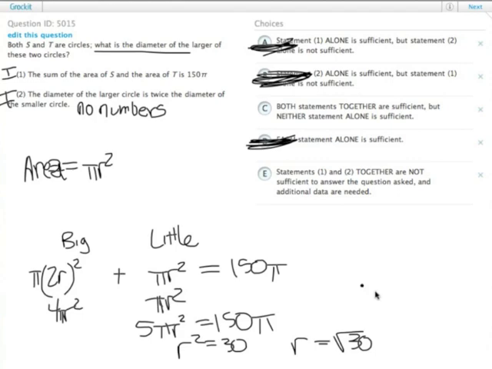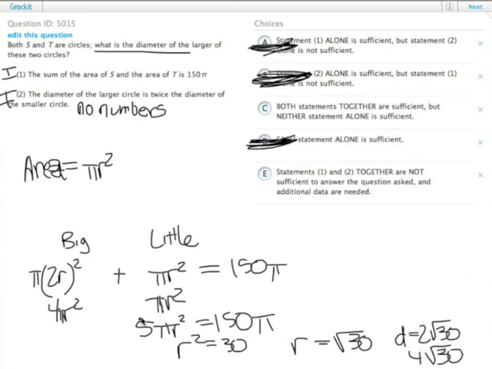The radius of the big circle would be, well, the radius is square root of 30, the diameter equals 2 times the square root of 30, and the diameter of the big circle is twice that, so it will be 4 times the square root of 30. Way more math than we needed to do.